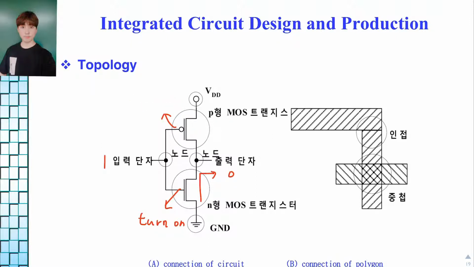In the other case, if the input value is 0, then the PMOS is turned on and the NMOS is turned off. So the output is VDD.